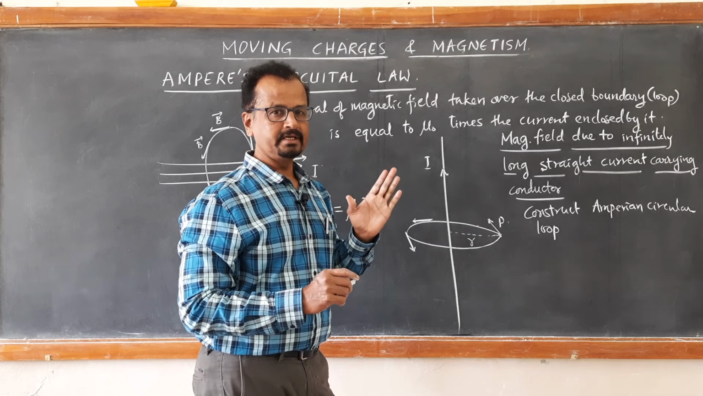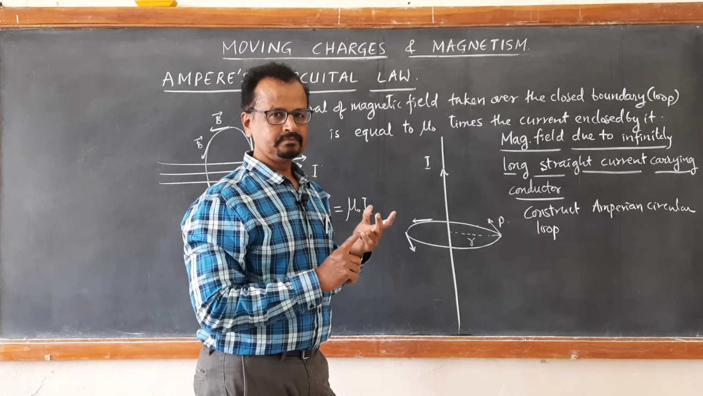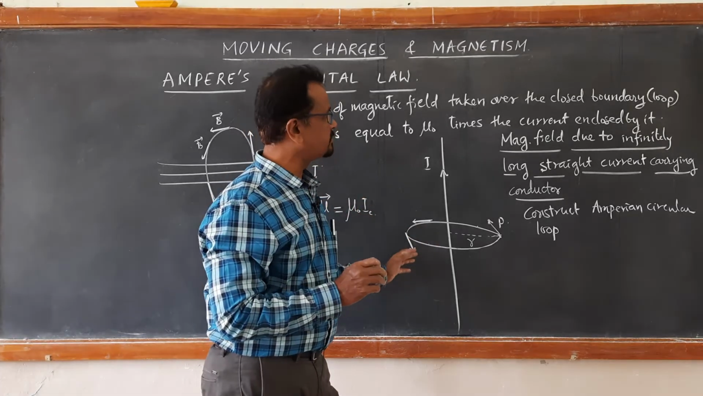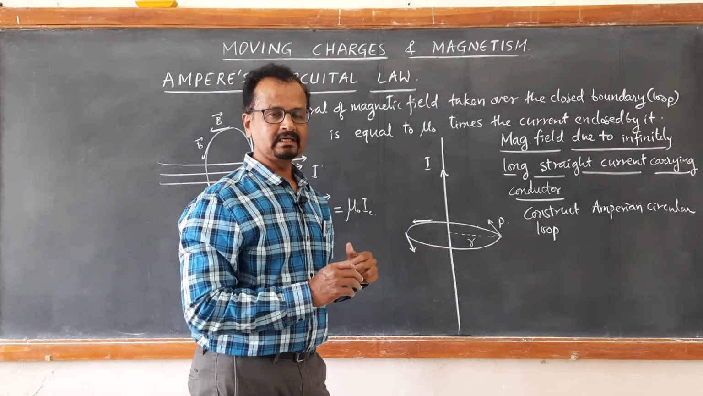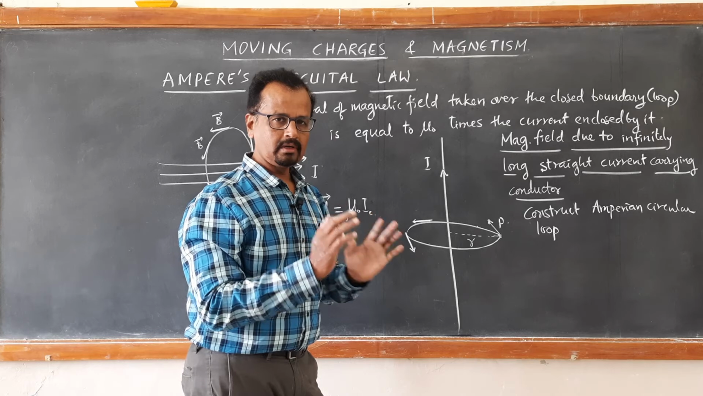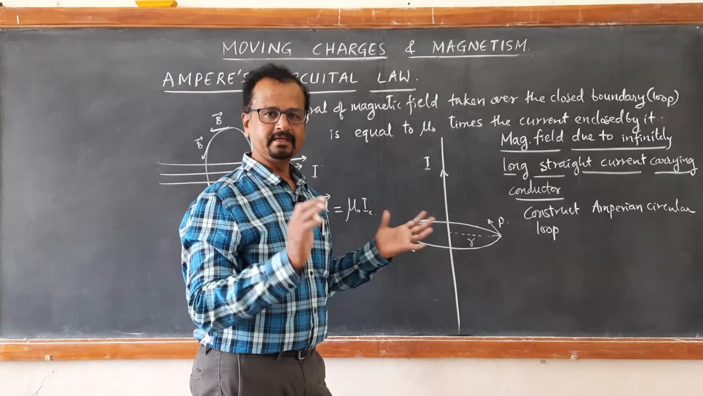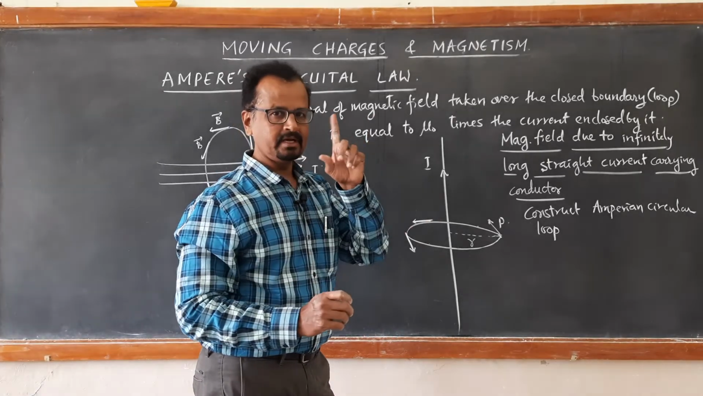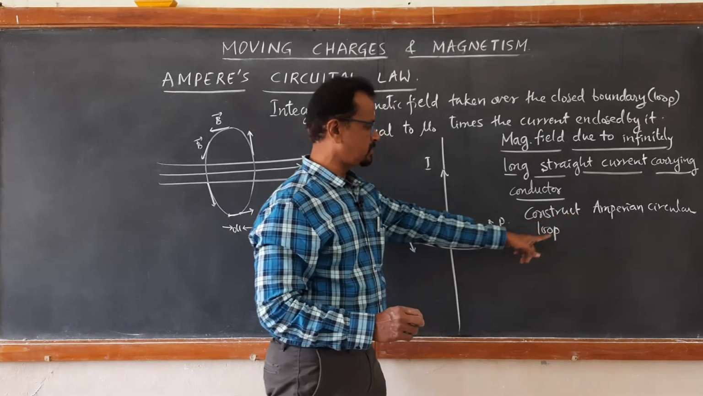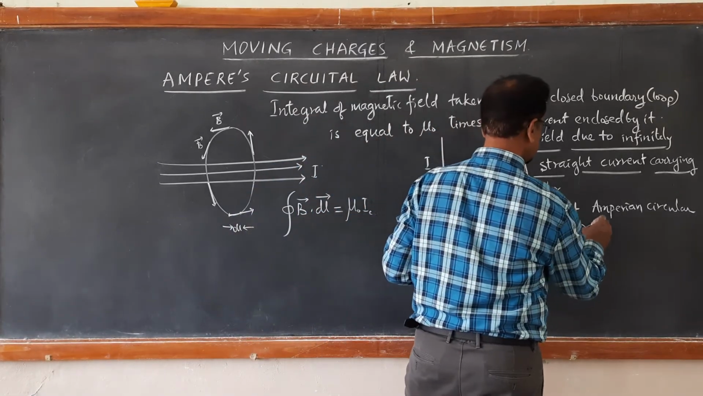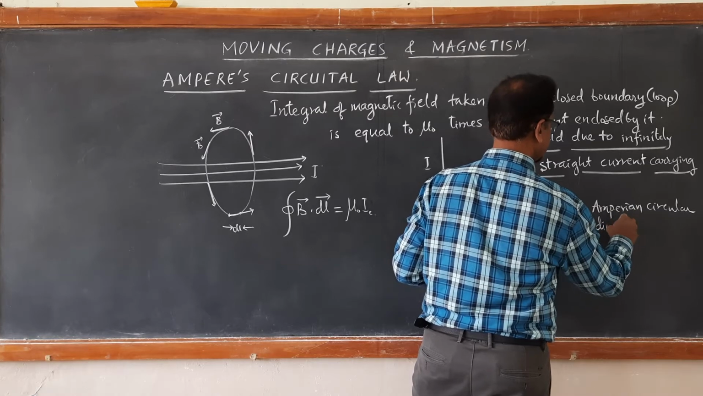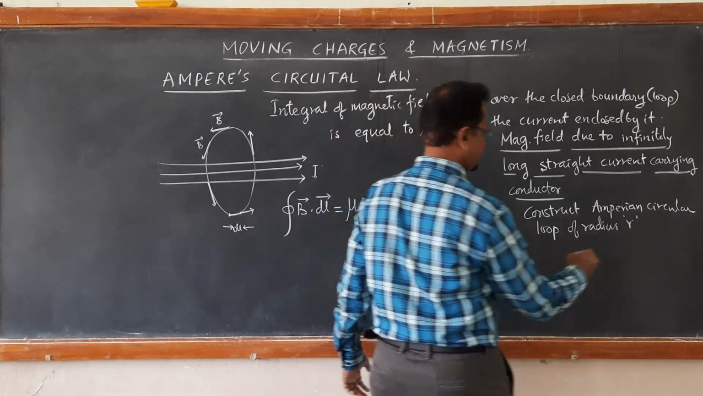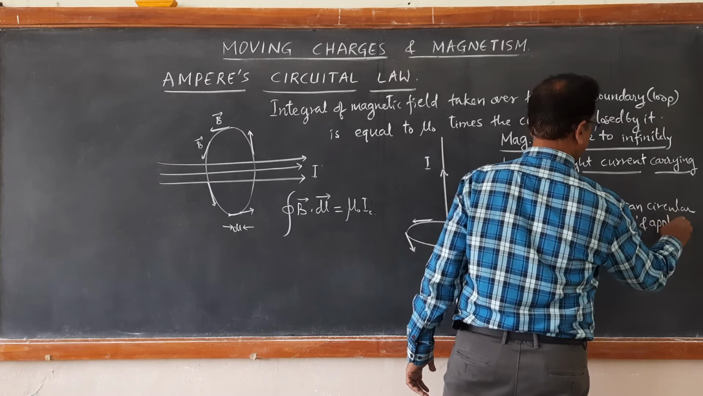So in electrostatics we have studied Coulomb's law, then Gauss law. Both help us to find out the electric field. In moving charges and magnetism, the magnetic effect of electric current, we apply the Biot-Savart law and Ampere's law. I think it is now clear. Ampere's law is to the Biot-Savart law what Gauss law is to Coulomb's law in electrostatics. So, construct an Amperian circular loop of radius r, so that I can find out the magnetic field at distance r and apply Ampere's circuital law.